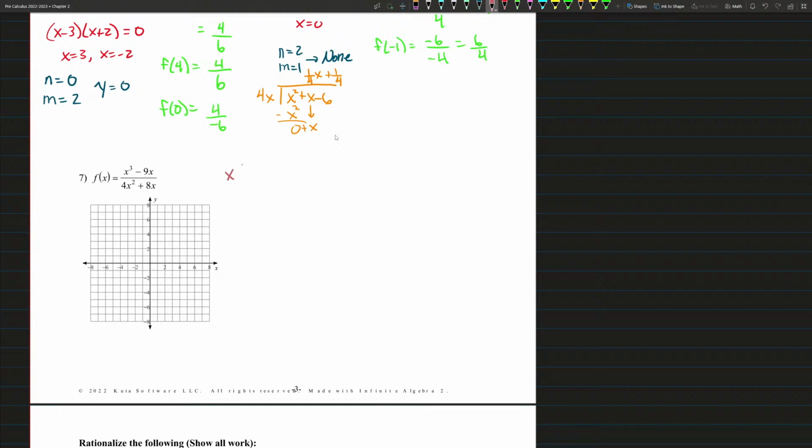So if we do this, factor an x out top, so we get x squared minus 9. On bottom, we can factor out 4x from both those things. So we get x plus 2. Okay, there's a common factor here of x. So x equals 0. There's going to be a hole, because there's a common factor of x on top and bottom.